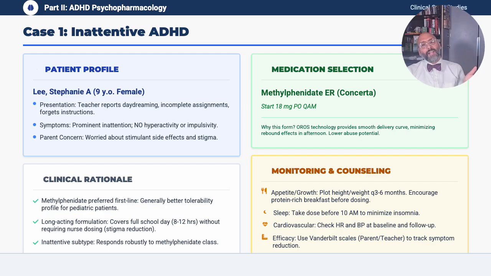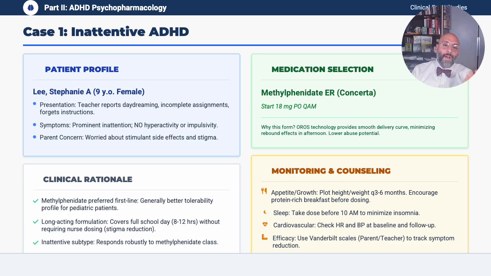So medication selection. We're choosing methylphenidate ER, Concerta, starting at 18 milligrams once daily in the morning. This is not an aggressive choice. It's very deliberate. Why methylphenidate? Well, there are 3 main reasons. First, tolerability. Methylphenidate is generally better tolerated in pediatric patients than amphetamine products, especially in the areas of appetite, mood lability, and emotional flattening. Second is the delivery system, that osmotic release technology, which gives us that smoother gradual rise, no sharp peaks, and less afternoon rebound. That directly addresses the parent's concern about side effects.